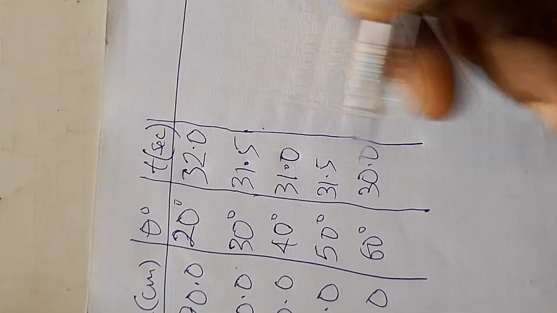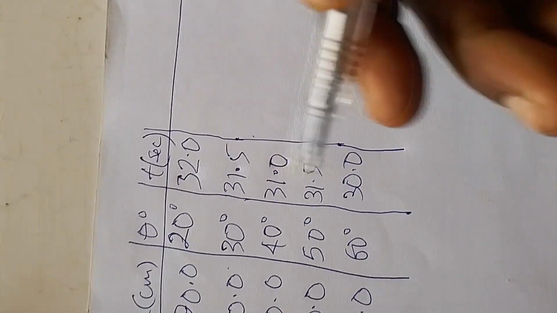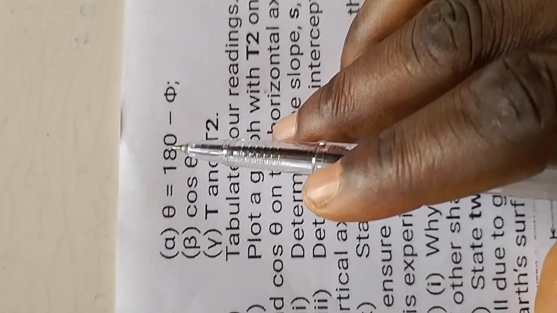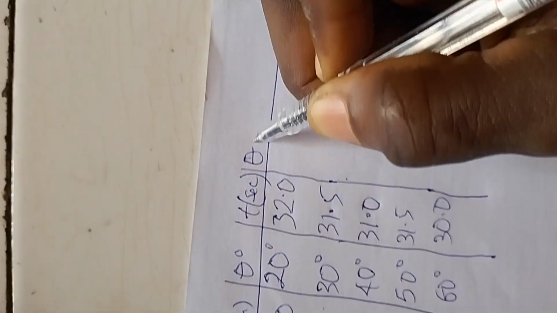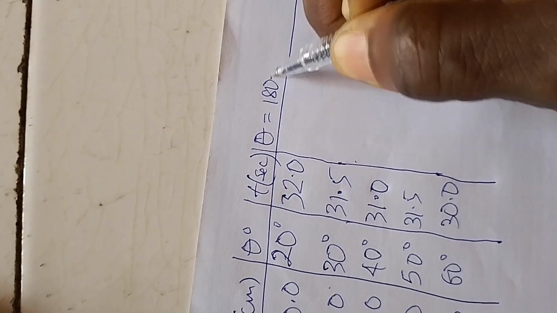Now, coming back here, I've placed all the values. The next thing we have to consider is, they said in each case evaluate. Now theta equals 180 minus 5. That thing there is 5. So we have theta equals 180 minus 5.